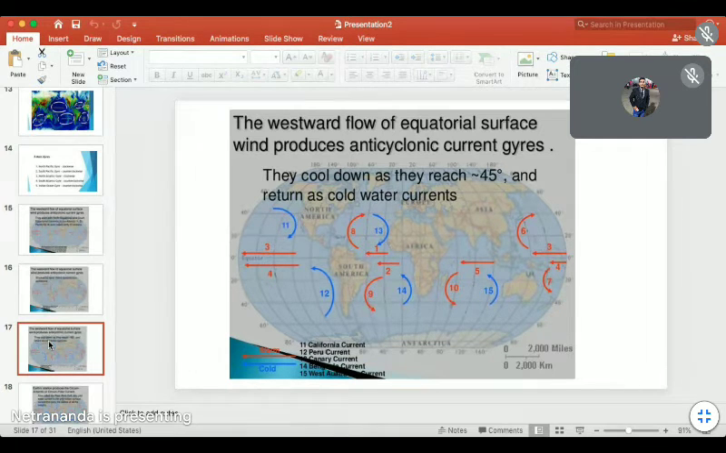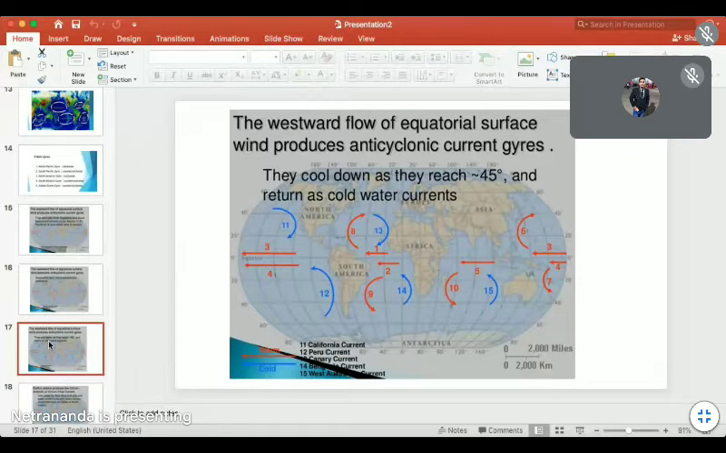You see, then 11, 12, 13, 14 and 15. The blue color is the cold one that returns. Okay, that means 11th is the California current, 12th is the Peru current, 13th is the Canary current, 14th is the Bering current, and then the West Australian current.